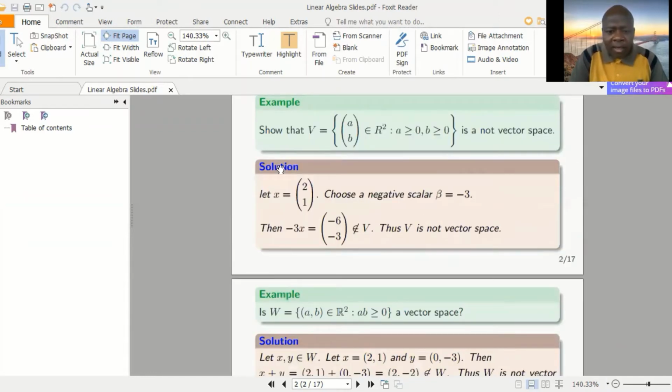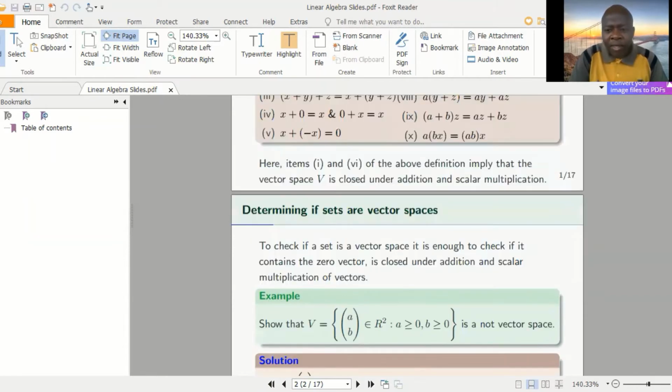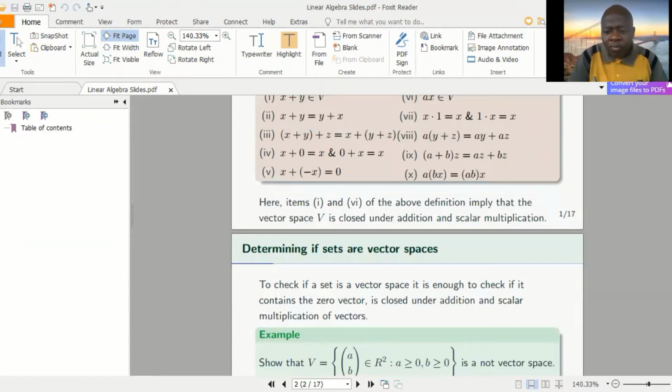When I discovered that this set will not be a vector space, I used a specific example: I let x be (2, 1), and then I chose a scalar and got the product. So you use a specific example when you discover that it will not be a vector space. Let me show you this one again.